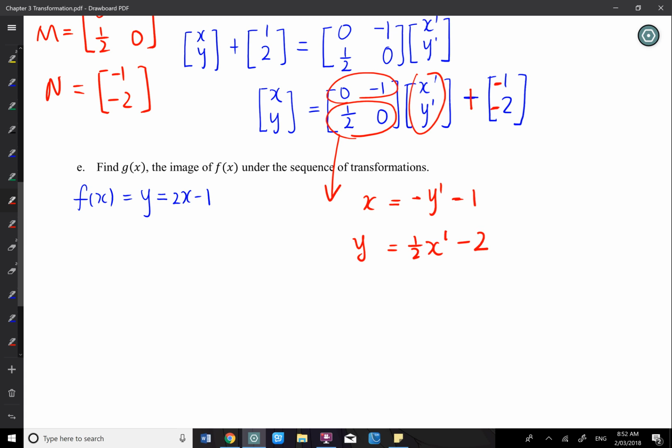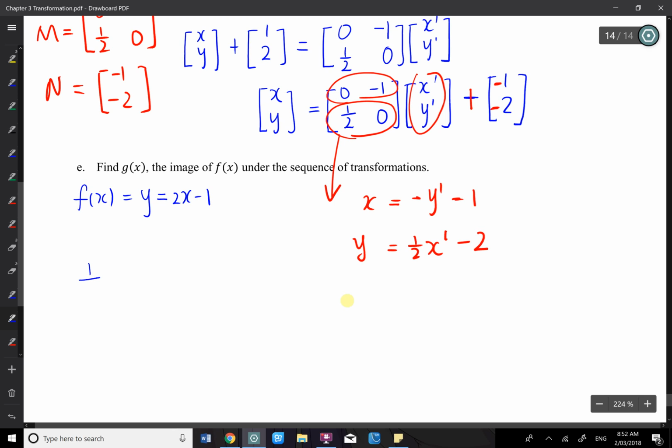Well, I don't need to rearrange anymore because it's already in the rearranged form. That's exactly what I need. I have x and y, I need x and y to be the subject. I already have x and y as the subject, then just do substitution. So y is a half x dash minus 2 equals 2x is minus y dash minus 1. Okay, 2x and then minus 1.